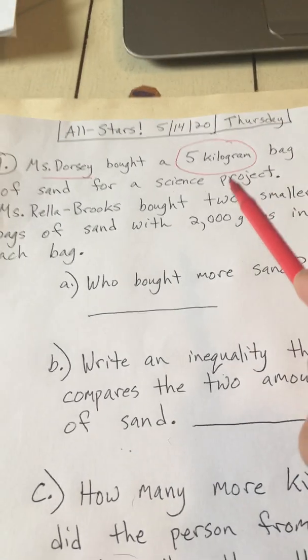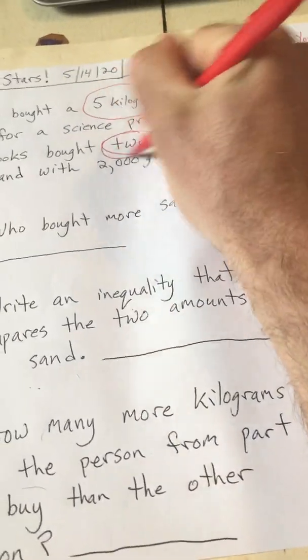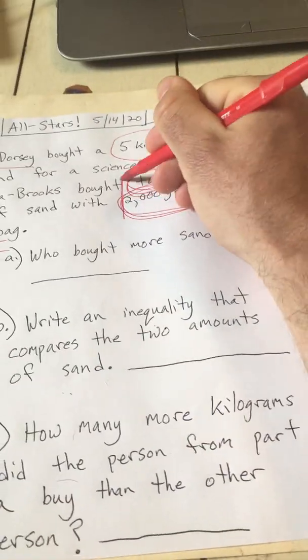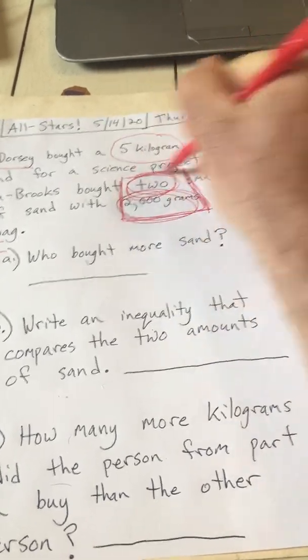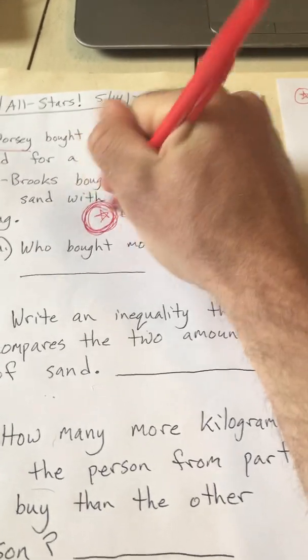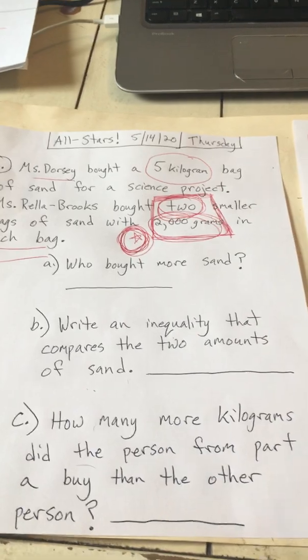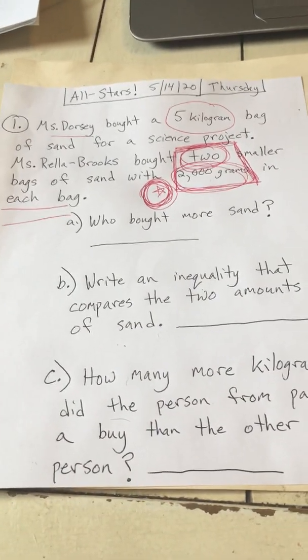So I'm going to get to my notes in a second, actually. Miss Rella Brooks bought 2 smaller bags with 2,000 grams in each bag. So don't be tricked by that. She didn't just buy 2,000 grams. She bought 2 bags, and each of those had 2,000 grams. So right now I'm going to put a star there just to make sure that I remember that there are actually 2 of those bags that have 2,000 grams in each of them.